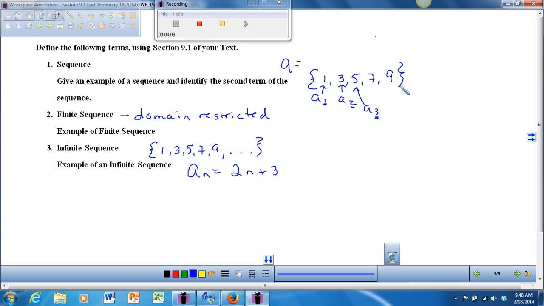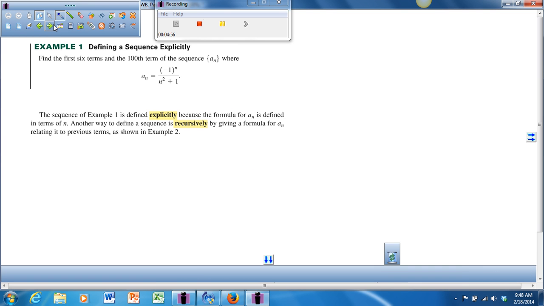Sequences are usually listed in brackets, if you're not given a rule, listed in brackets with commas in between. So let me just put, for our infinite sequence, we have an unrestricted domain in the positive integers. All right, so given that, let's look at example 1.